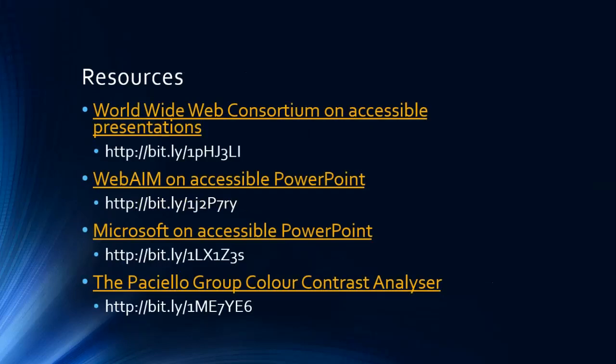We have some resources for you on this slideshow. The World Wide Web Consortium has a presentation on making accessible PowerPoints. WebAIM has a great section on PowerPoints, and that will cover different versions of Microsoft software. Of course, Microsoft is a definite go-to place to look at. They have a whole accessibility section on their website. And then download the color contrast analyzer if you're interested in learning more about the ratios of color combinations and how they rate, in terms of fair and good.